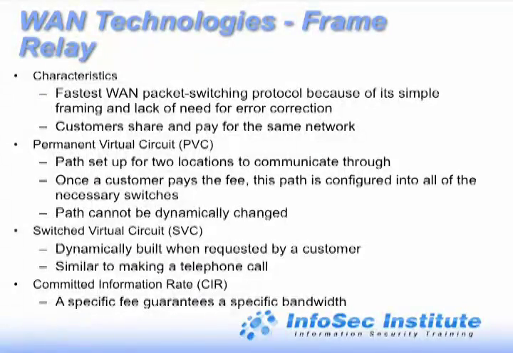Okay, frame relay. Characteristics: a fast WAN packet switching protocol because of its simple framing and lack of need for error correction. Basically, it uses PVC, which is permanent virtual circuit, a path set up for 2 locations to communicate through, and the path cannot be dynamically changed. There's also the switched virtual circuit, or SVC, which is dynamically built when requested by the customer, similar to making a telephone call. And also the CIR, committed information rate. A specific fee guarantees a specific bandwidth.